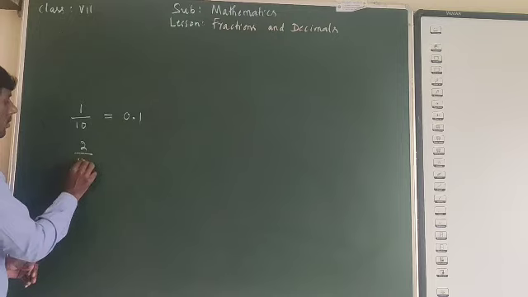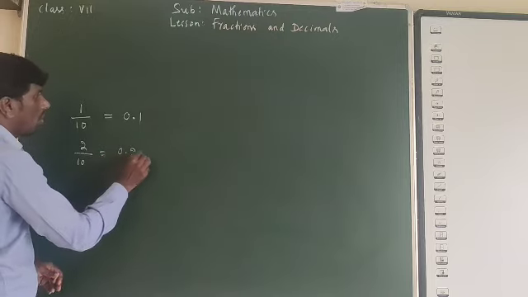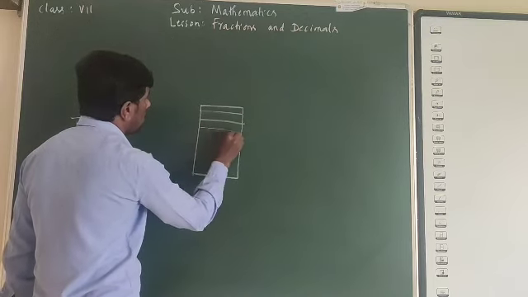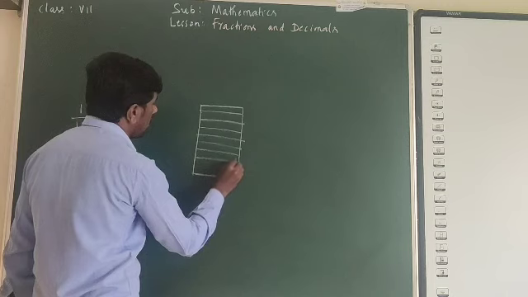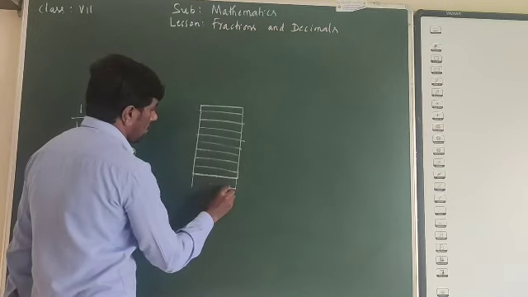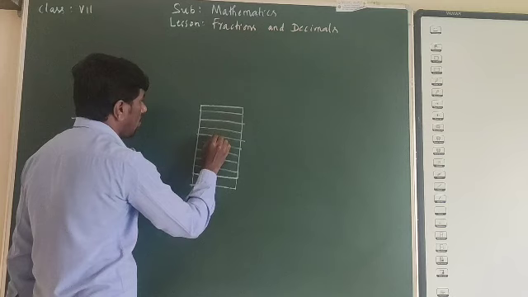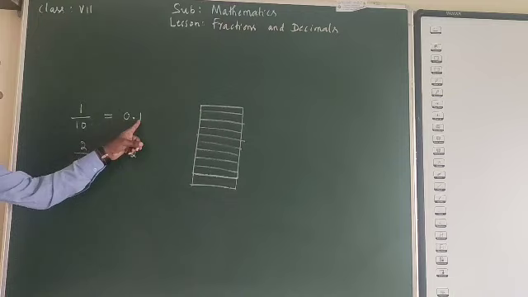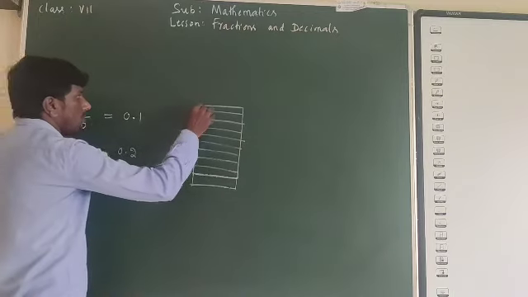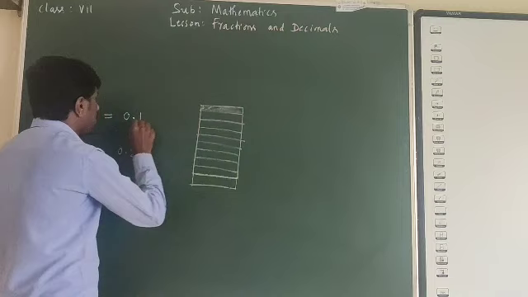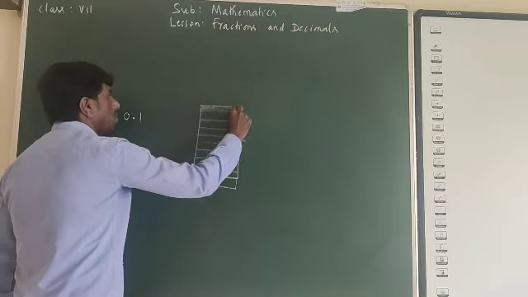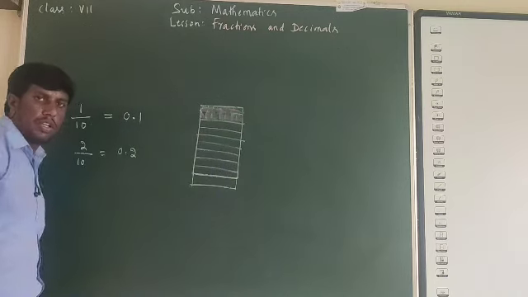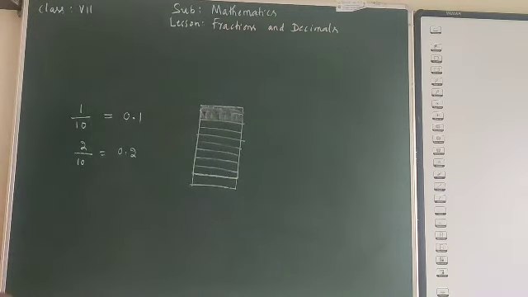0.1. Then 2 by 10 is nothing but 0.2. That means I am having 10 stripes. So 1, 2, 3, 4, 5, 6, 7, 8, we have one more stripe, 9, 10. Okay, I am having 10 stripes. So 0.1 will represent 1 out of 10, that is, it represents 1 stripe. So 0.2 will represent 2 stripes. Right?